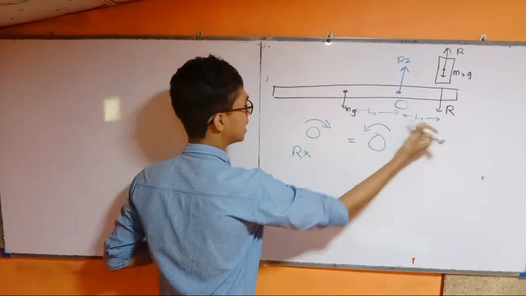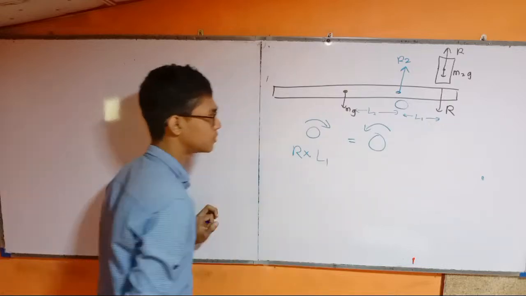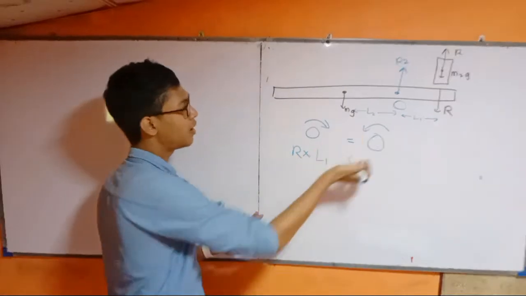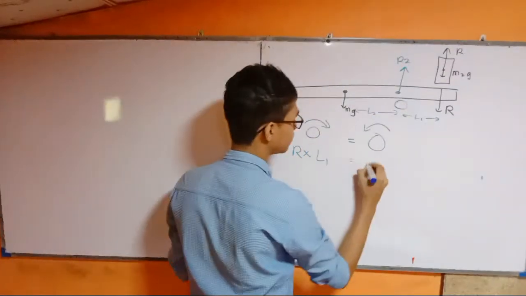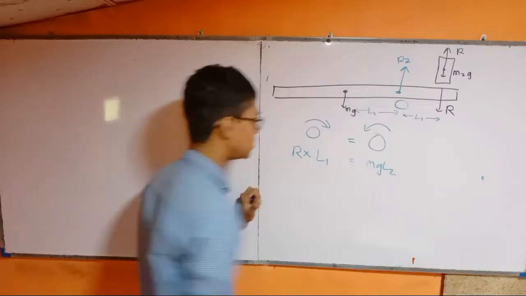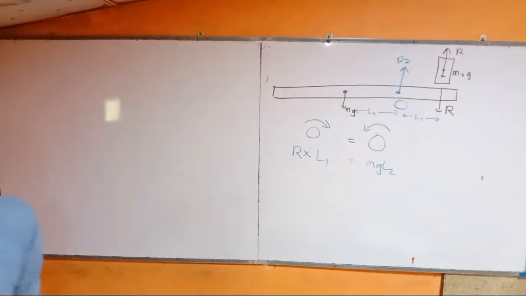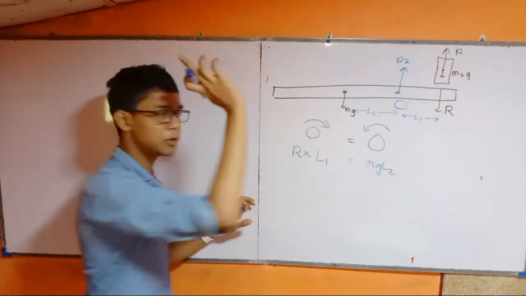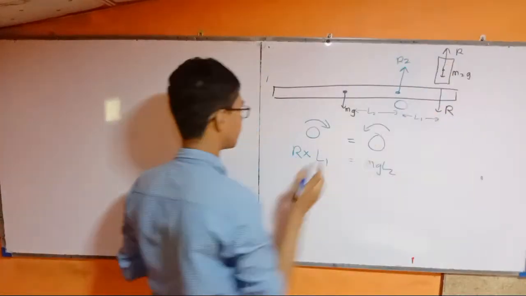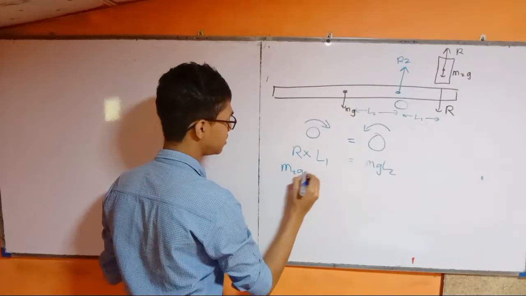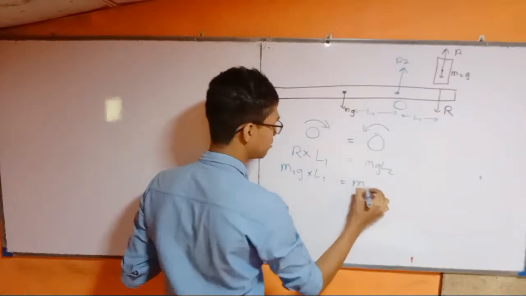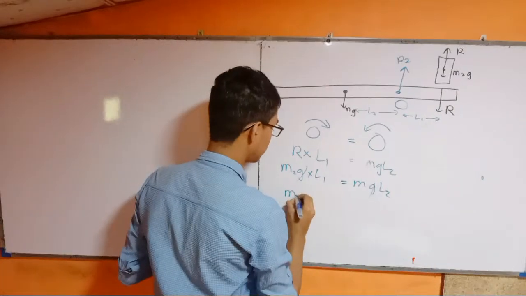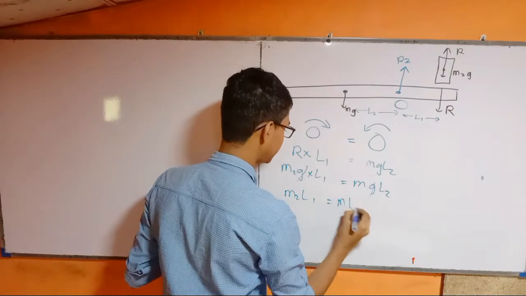R1 into L1, right? Stay with me. R1 L1, then the other side mg L2. Then what is R? R is equal to m2g. So m2g into L1 is equal to mgL2. The g cancels off. m2 L1 is equal to mL2.